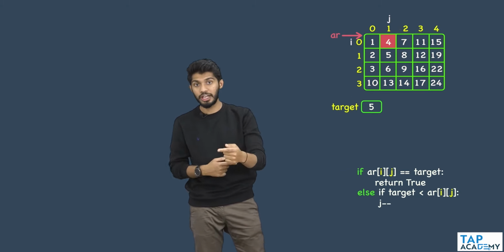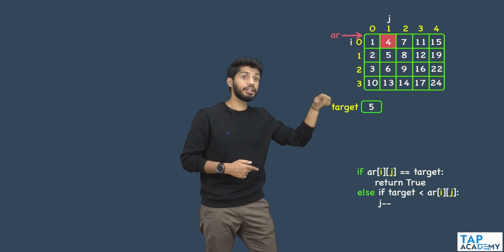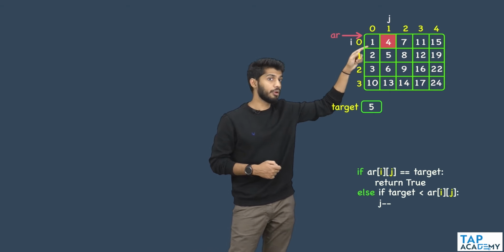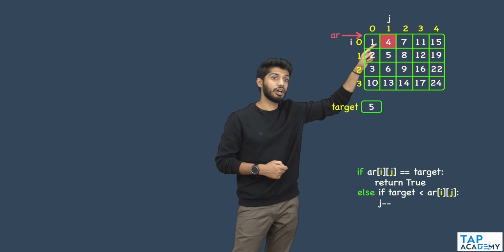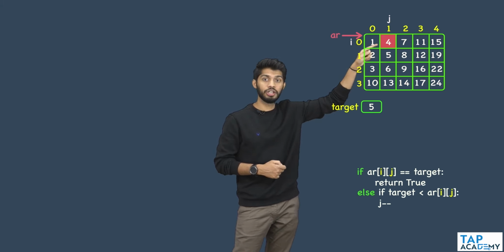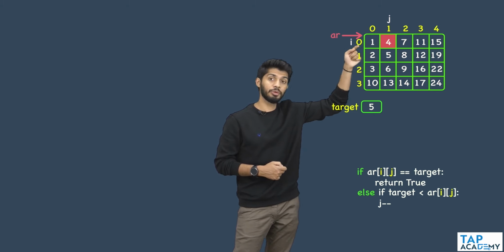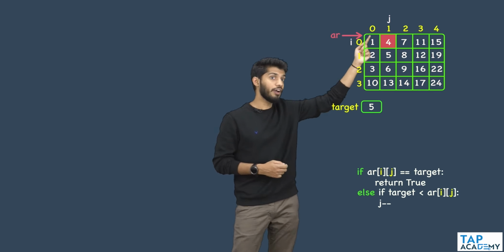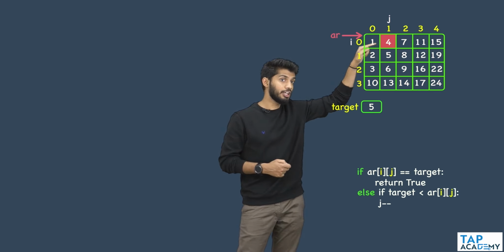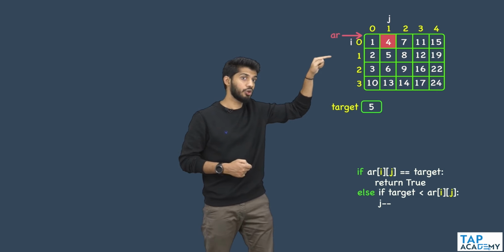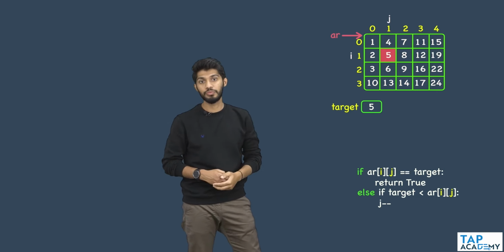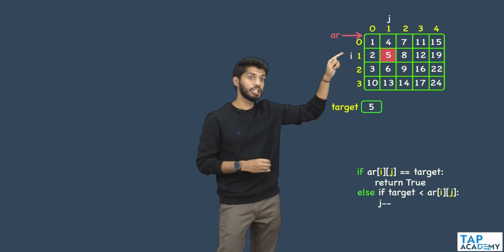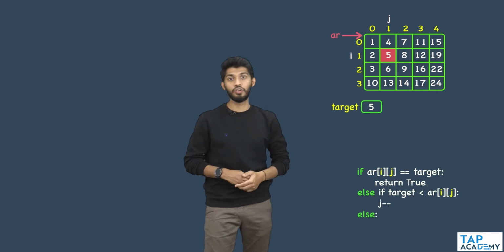Else, the only possibility left is target element is greater than AR of ij. If I come and check over here, definitely target element is not smaller than this, so it's definitely greater. If it is greater, you know very well it does not exist on this side because all the elements towards this side are smaller. So definitely it exists below this. So now I don't have to reduce the value of j, rather I need to come one row below. How can I come one row below? Just increase the value of i by 1. So that's all I have to do. So I need to write else and increase the value of i by 1.